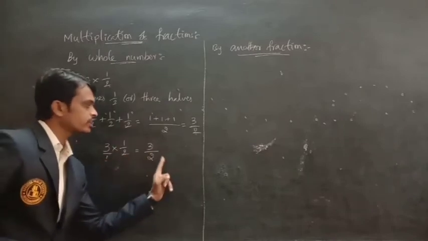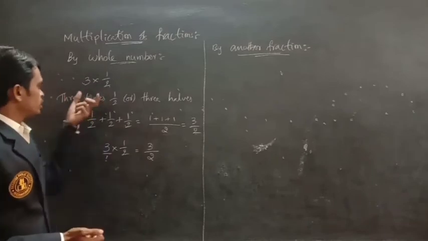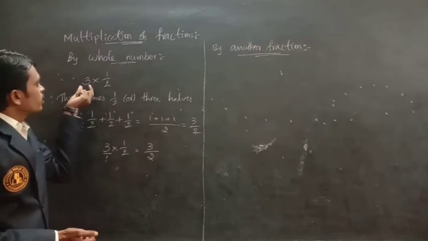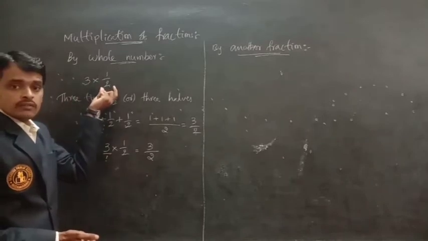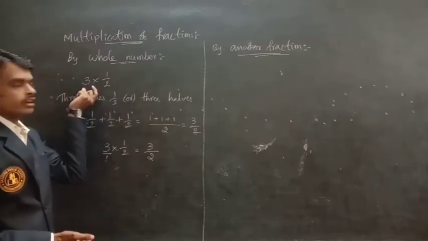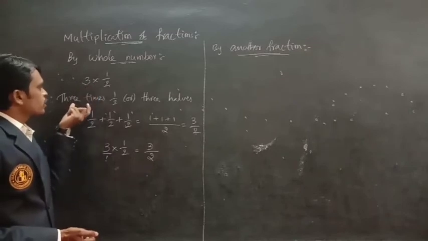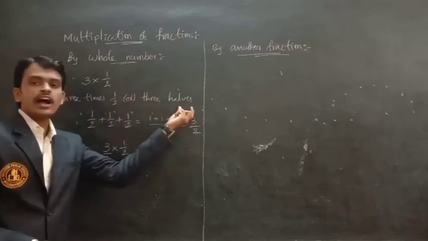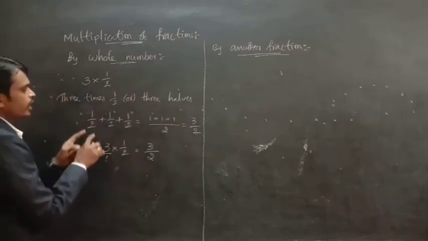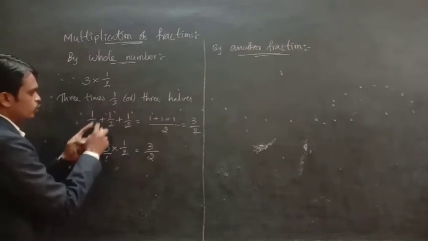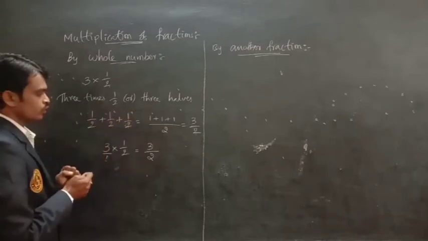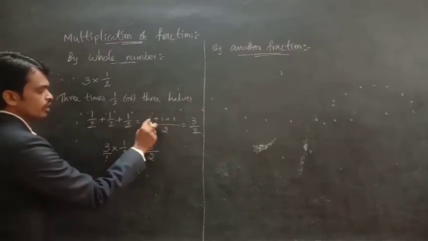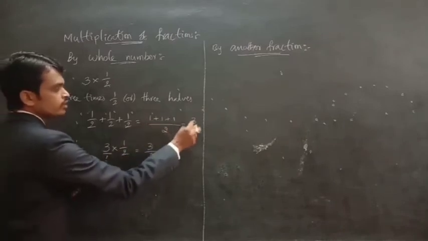In both ways you will get the same answer. So this 3 into 1 by 2. Here 3 is a whole number. We are multiplying a fraction with a whole number. So this means we will write it as 3 times 1 by 2, or 3 halves. Here 3 times I am taking 1 by 2: 1 by 2 plus 1 by 2 plus 1 by 2. So let us add this. The denominator is the same, 2, remaining 1 plus 1 plus 1, nothing but 3 by 2.